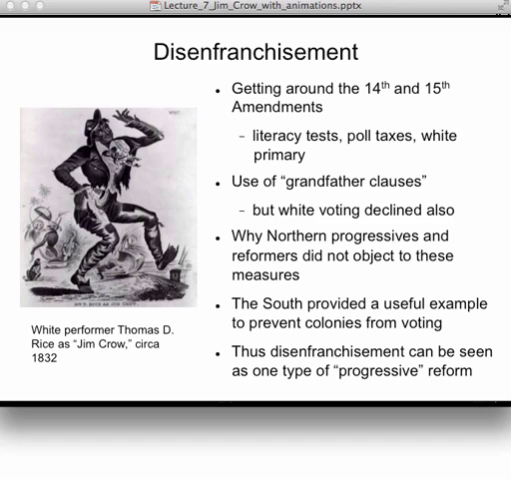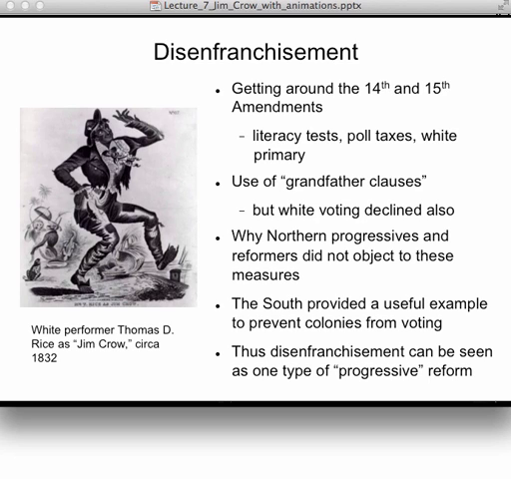After all, the 14th Amendment guaranteed blacks equality before the law, and the 15th Amendment guaranteed black males the right to vote. So, in order to get around the Constitution, white supremacists had to use clever methods that they devised to try to take the vote away from black males without explicitly saying that's what they were doing.